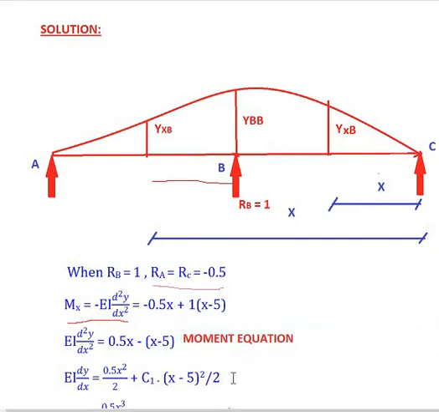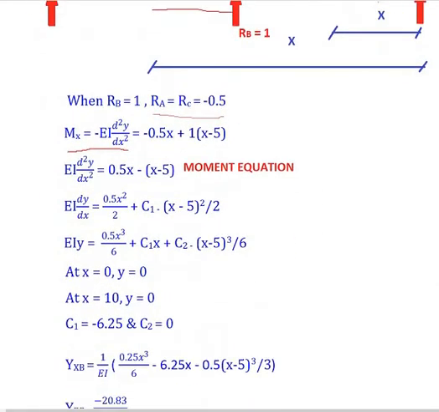In the next step, on integrating the moment equation, we will get the slope equation. On integrating d squared y divided by dx squared, we will get dy by dx. On integrating 0.5 into x, we will get 0.5 x squared divided by 2 plus constant C1, minus, on integrating x minus 5, we will get x minus 5 the whole square divided by 2. So this is the slope equation.